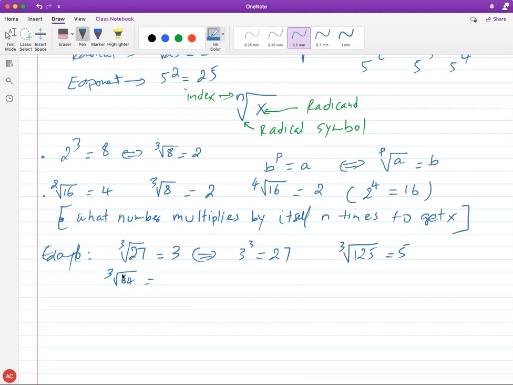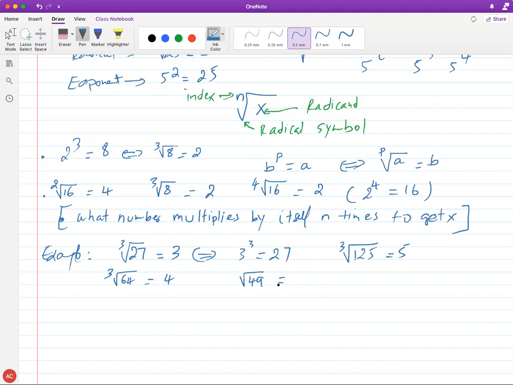It's 4. That's right. It will be 4. So we can check again by doing 4 to the third. 4 times 4 times 4 would be 64. So these are the cubes. And of course, you know the common ones. What is this one equal to?